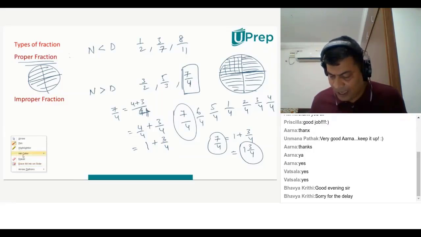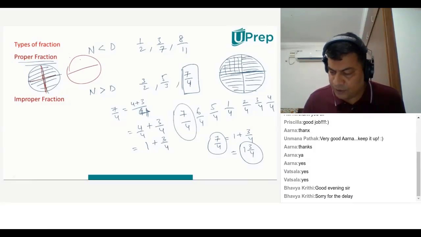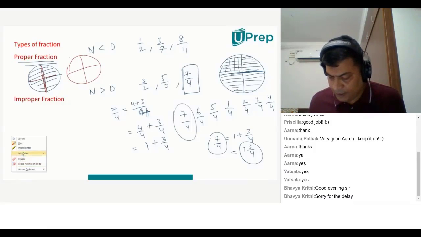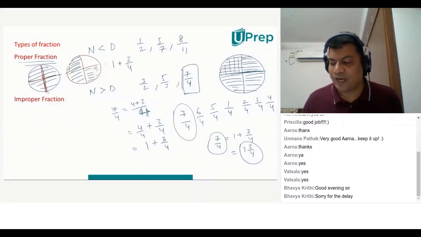Let me use a different color to explain this. Okay, so those are 4 parts of a pizza, and let me pick up another pizza here. So basically this is 1 full pizza and 3 parts of another pizza. So here, what we have is 1 plus 3/4 of another pizza. That's how we got this fraction 7 by 4.